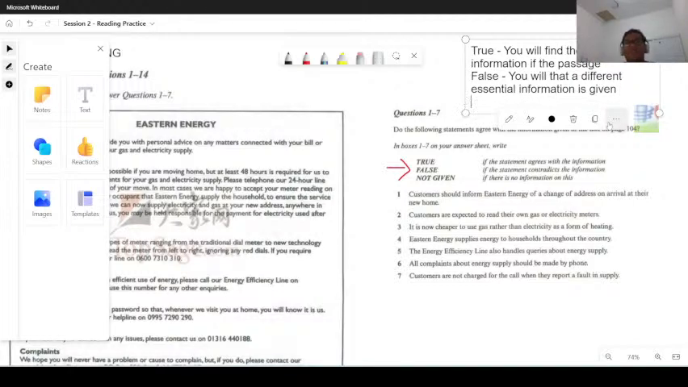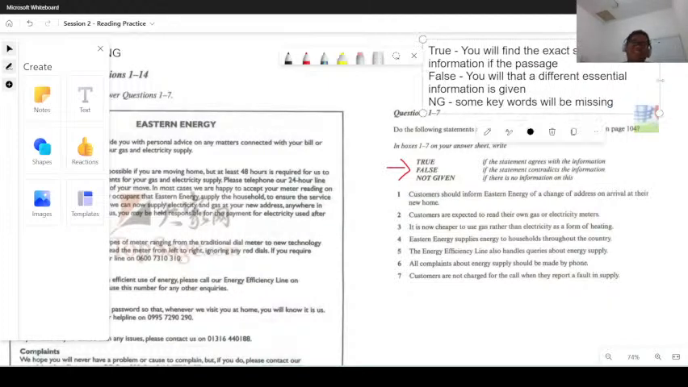If it's Not Given, some keywords will be missing, basically. You will find the information to be non-existent. You will find a little bit of the information, but some of the keywords will be missing.